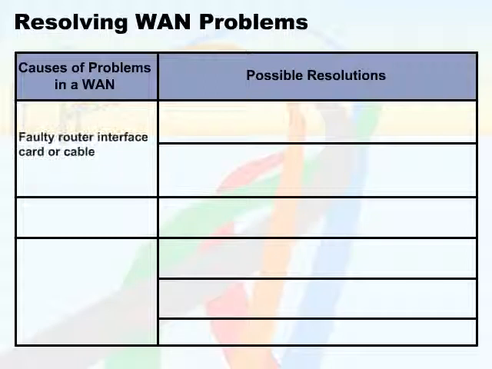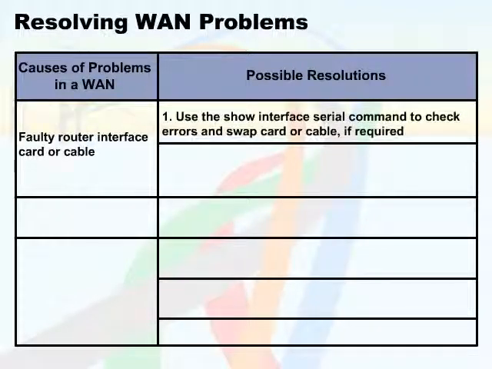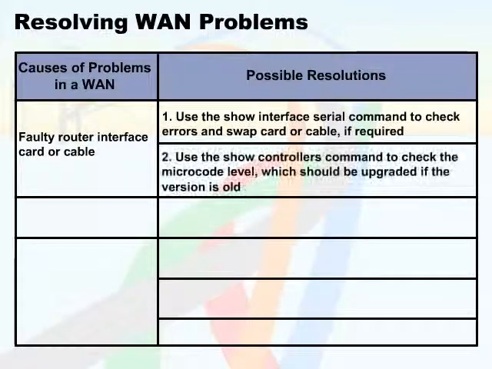In the case of a faulty router interface card or cable, we use the show interface serial and show controllers commands. The show interface serial command is used to check errors and swap the card or cable if required. The show controllers command is used to check the microcode level, which we should upgrade if the version is too old.